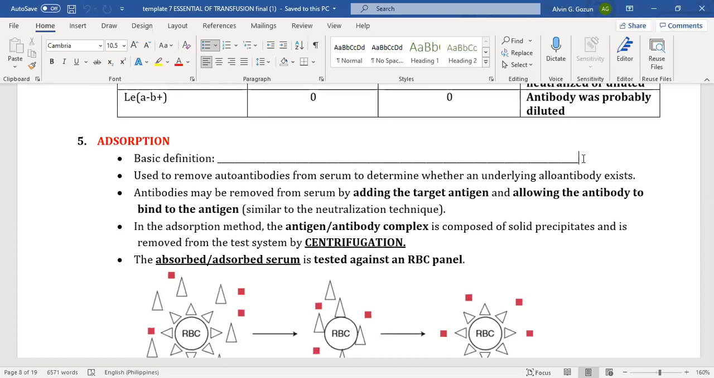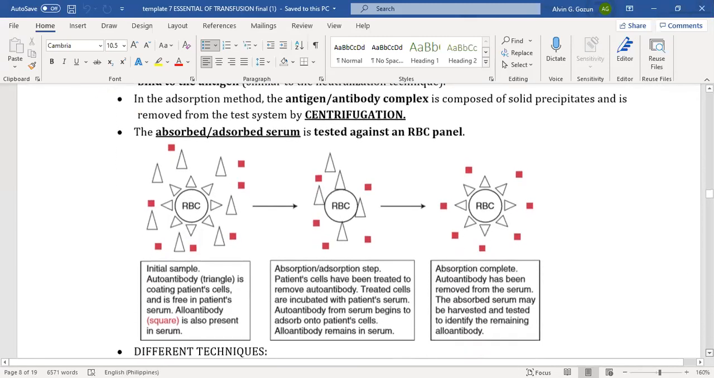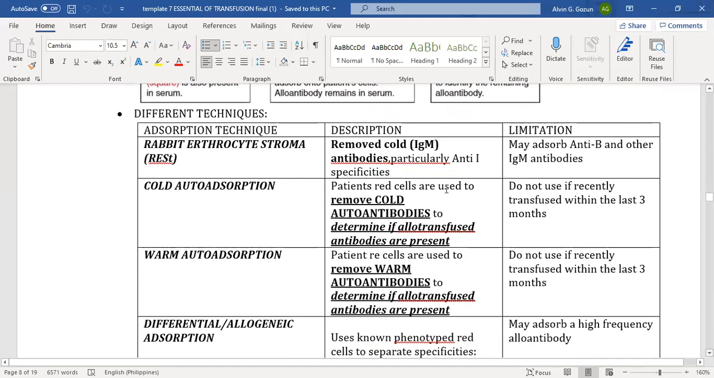It is used to remove autoantibodies from serum to determine whether an underlying alloantibody exists. Antibodies may be removed from serum by adding the target antigen and allowing the antibody to bind to the antigen. This is similar to the neutralization technique. In the adsorption method, the antigen-antibody complex is composed of solid precipitates and is removed from the test system by centrifugation. The adsorbed serum is tested against the RBC panel. So, that's it.